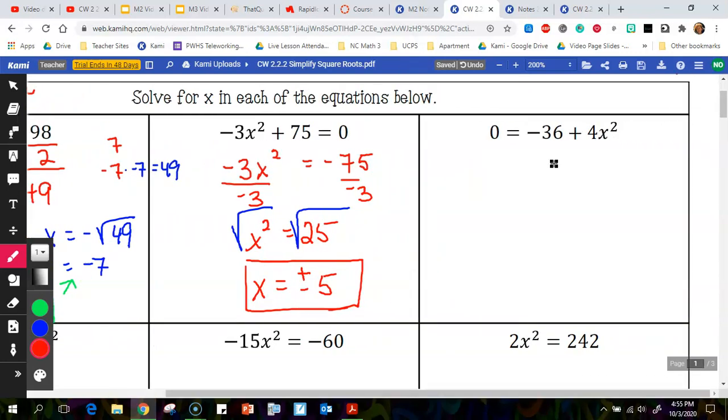All right, let's look at the next one. I'm going to subtract 4x squared from both sides so that I get the x on the left. I like for the x to be on the left side. Divide by negative 4.